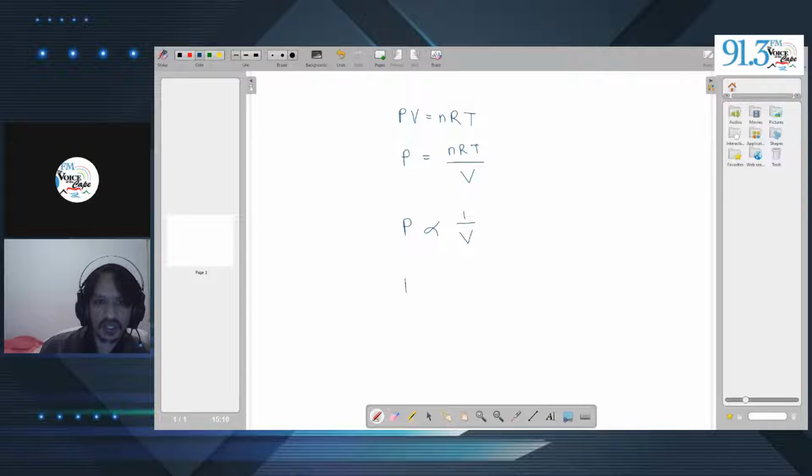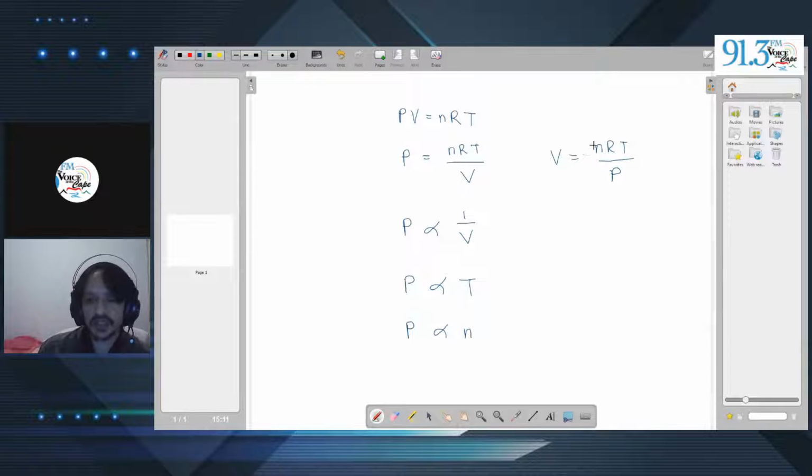We can also say that pressure is directly proportional to temperature. And we can say that pressure is also directly proportional to the number of moles, so the number of molecules within the system. And we can do the same thing for volume as well. If we rearrange this equation so that volume is the subject of the formula, we'll have V equals nRT over P, and we find volume is inversely proportional to pressure.